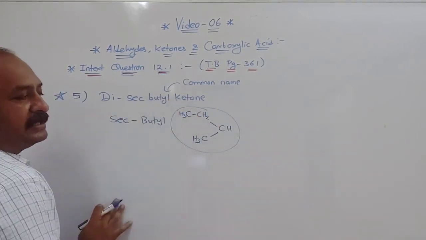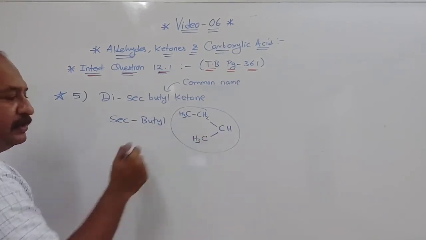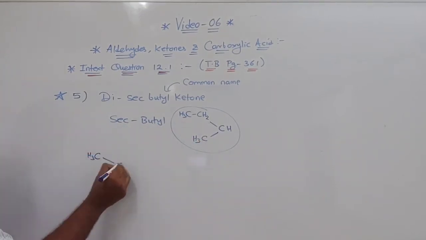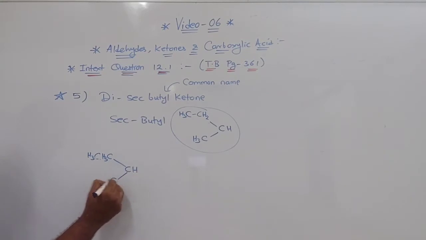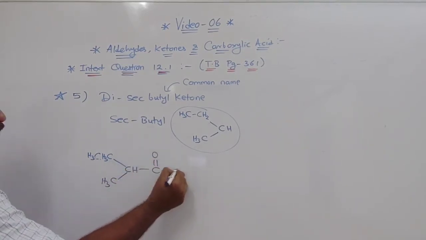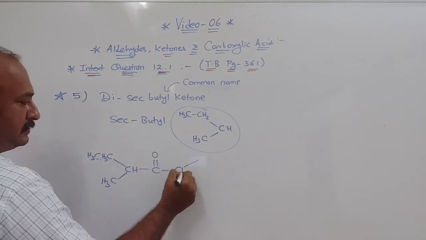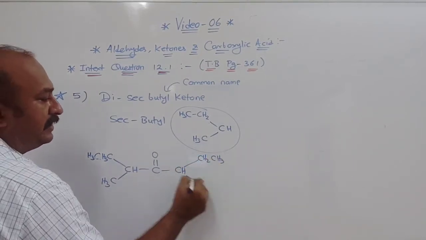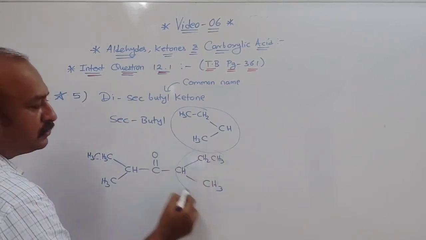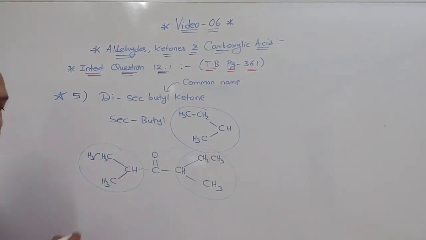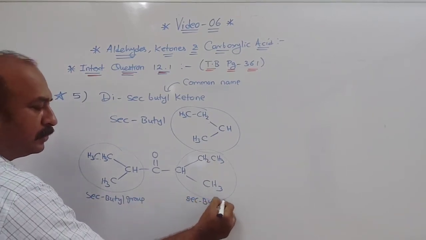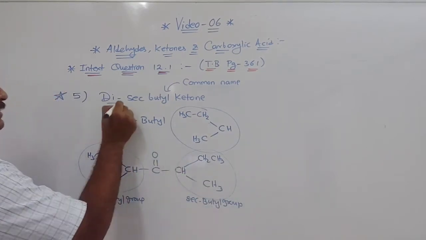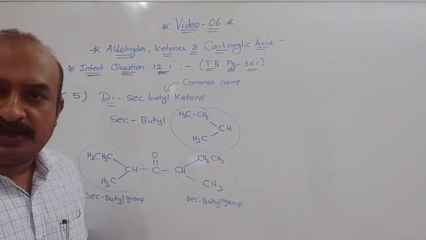Now disecondary butyl ketone. There are two groups of this, so I will write two groups of secondary butyl, because it is written disecondary butyl. CH, then here CH3, then C double bond O, C here, CH2, CH3, and here again CH3, right? So these are the two secondary butyl groups. This is a secondary butyl group, and this is also a secondary butyl group. So the word disecondary means this is the structure for the given question.